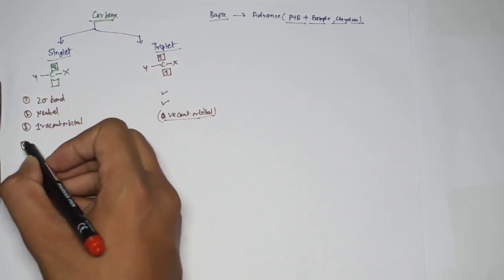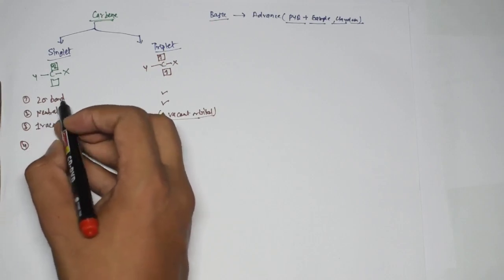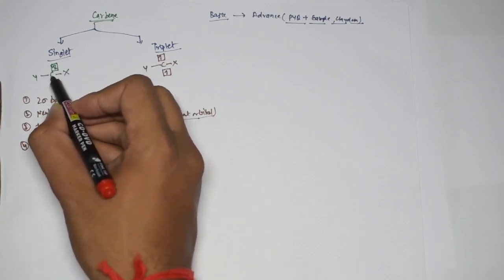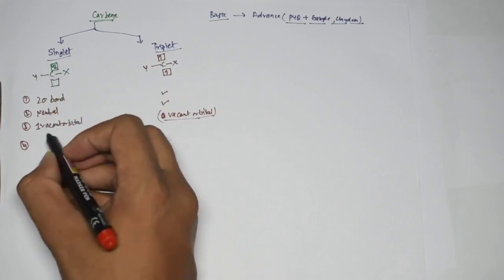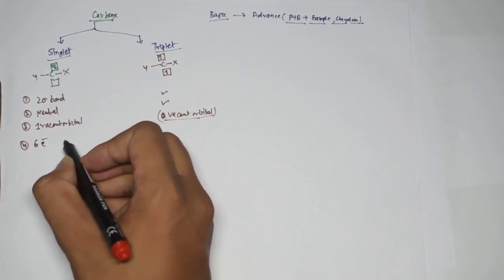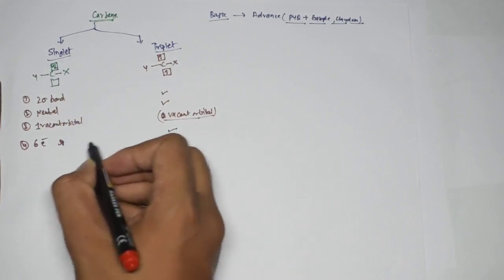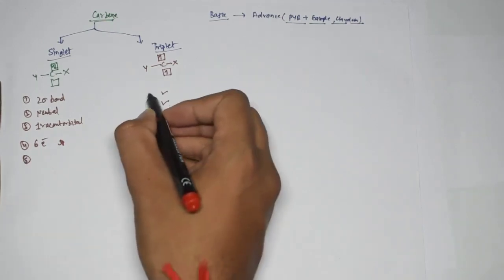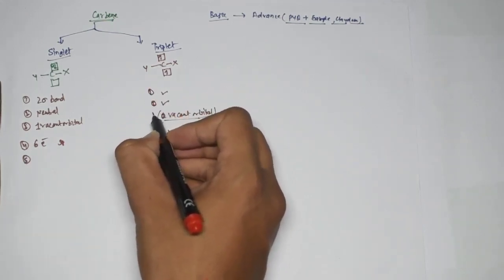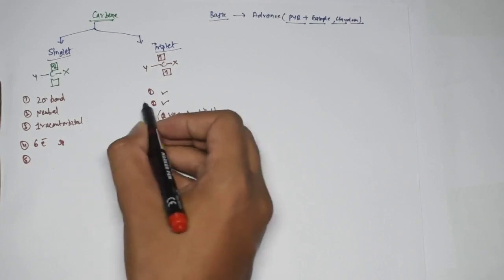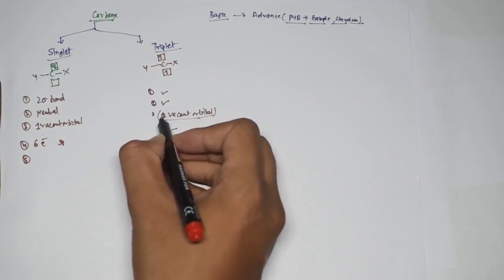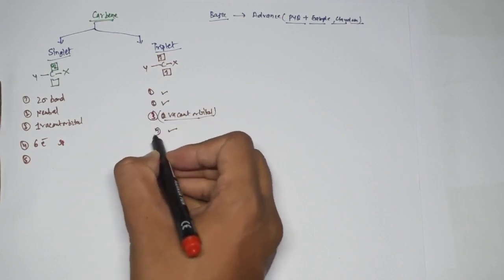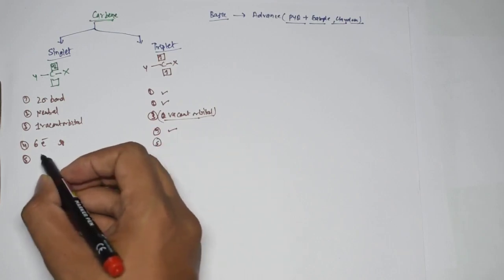The fourth point which we can say is that here we have 6 electron species. This is a 6 electron species, and this is also a 6 electron species. The fifth point: this is the first, this is the second, here we have the third one, here the fourth one, and here the fifth one. So let me write it like this.